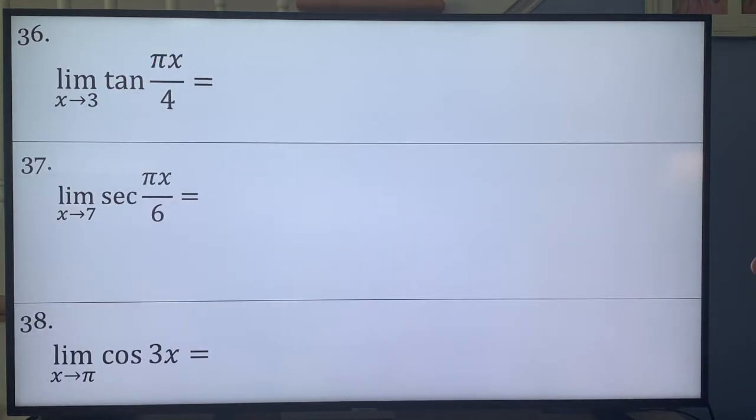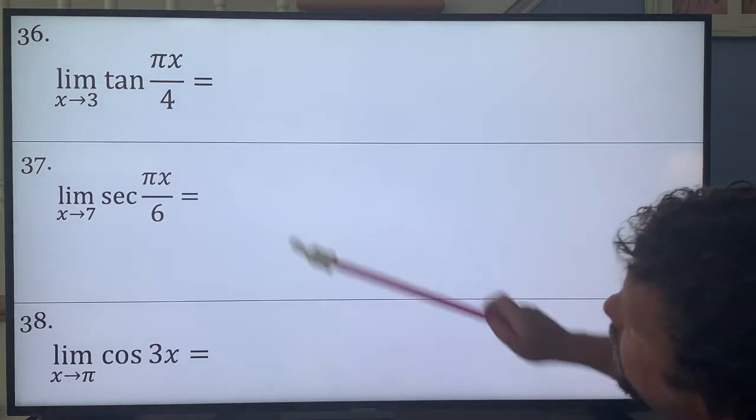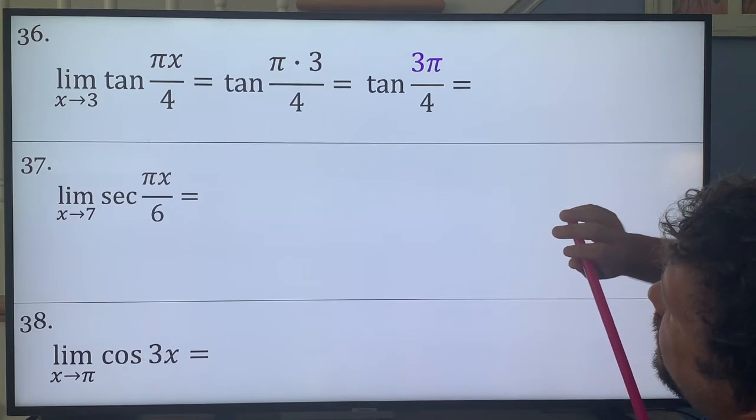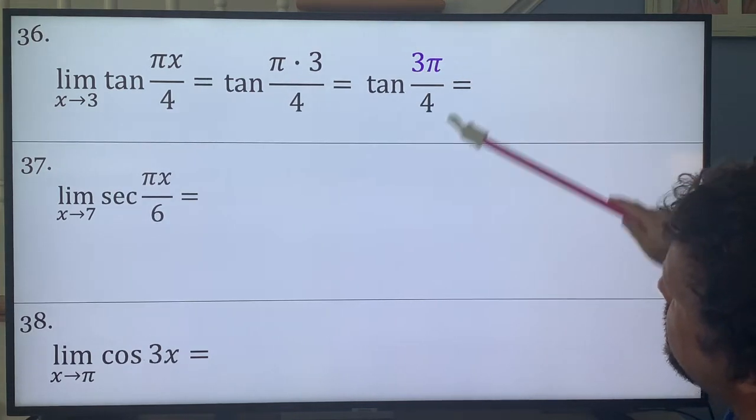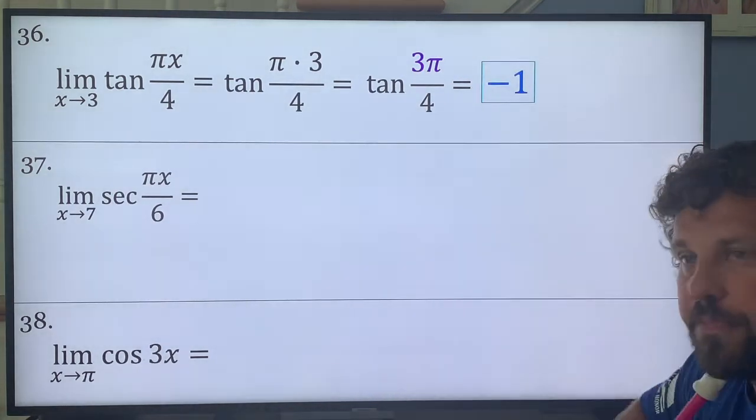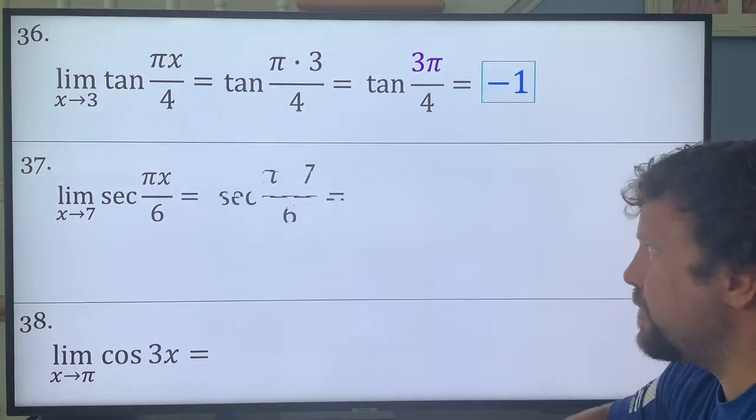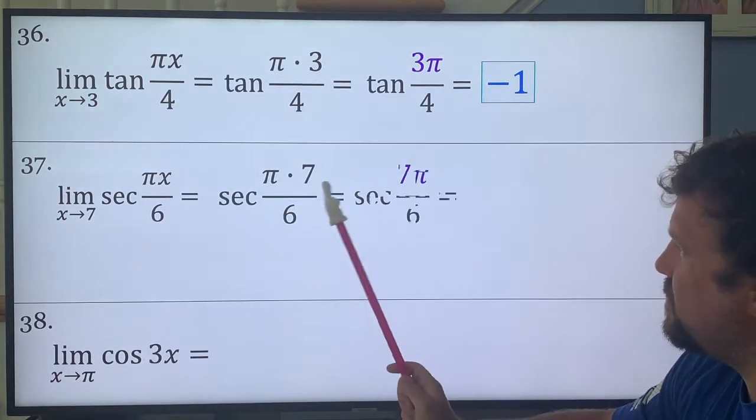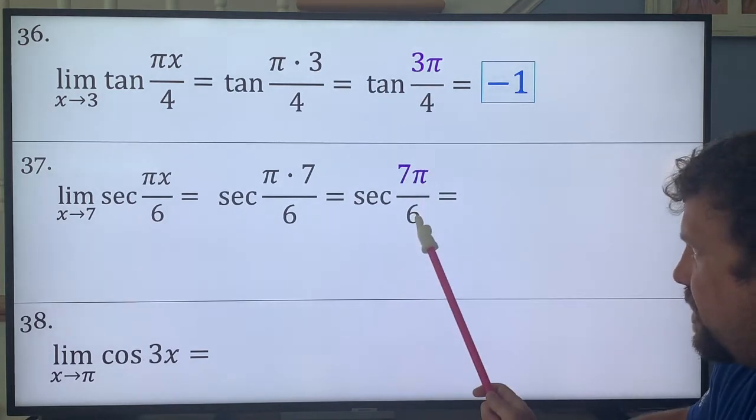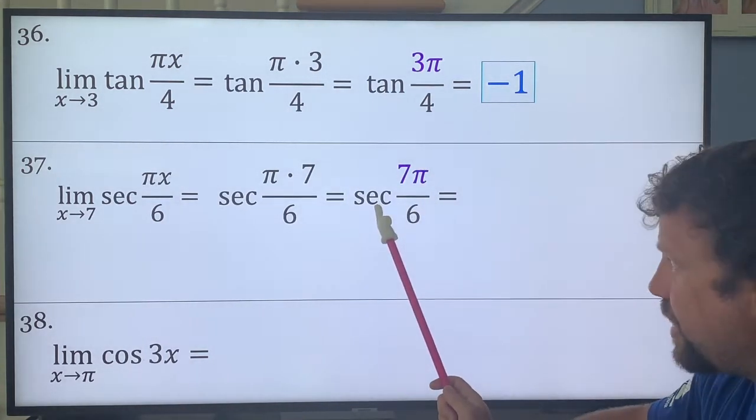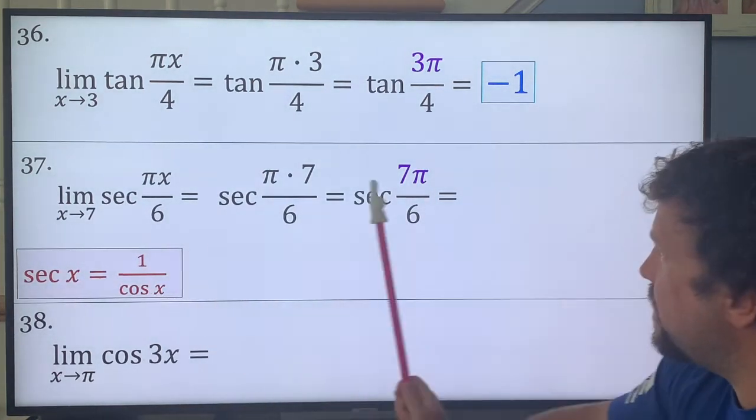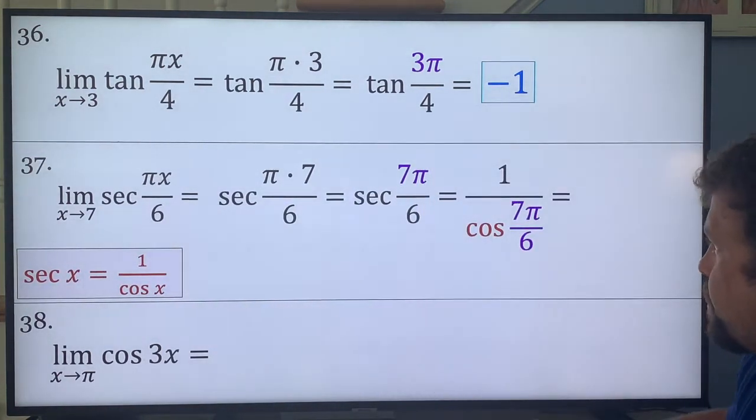3 more. Good. Tangent, 3 times pi, so tangent 3/4 pi. Make sure this is in parentheses. Get -1. Secant, like we said before, is 1 over cosine. So secant pi times 7 over 6 would be secant 7 pi over 6, right? But there's no secant button, so we're going to use cosine. We're going to say 1 over cosine 7 pi over 6.